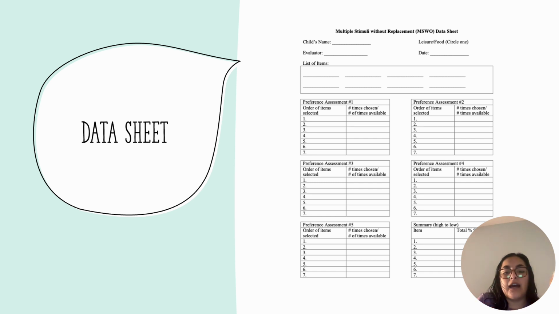It will be filled out for preference assessments 1 through 4, and then the video will show the preference assessment number 5 being conducted.